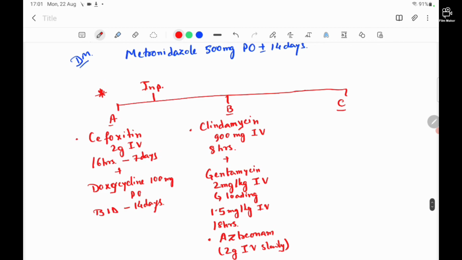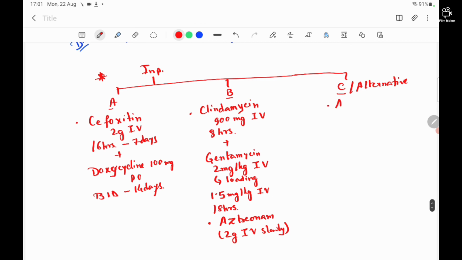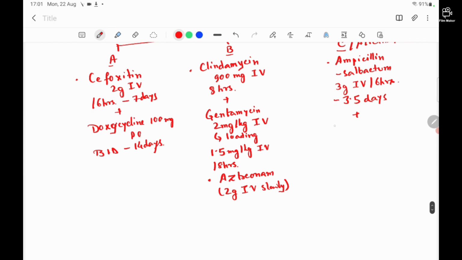And C is basically an alternative. This is ampicillin sulbactam 3 gram intravenous every 6 hours for 3 to 4 days, plus doxycycline 100 mg PO BID, again for 14 days.